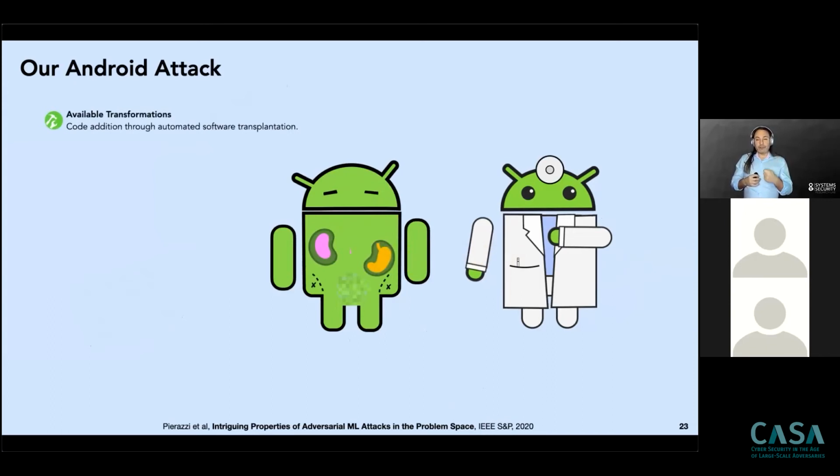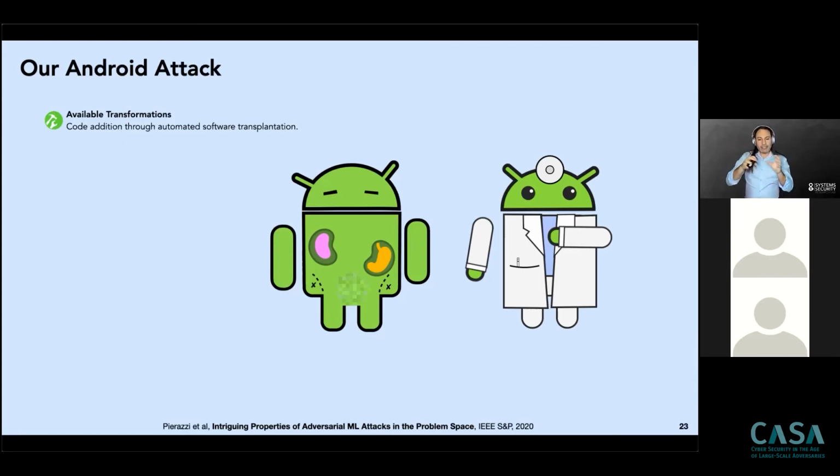leveraging software transplantation. I'm fast forwarding a little bit, but the idea is to have a corpus of benign applications from which we harvest gadgets, interesting pieces of code that are realistic, and we transplant these gadgets, which correspond to a valuable transformation that we want to introduce in the malicious software.